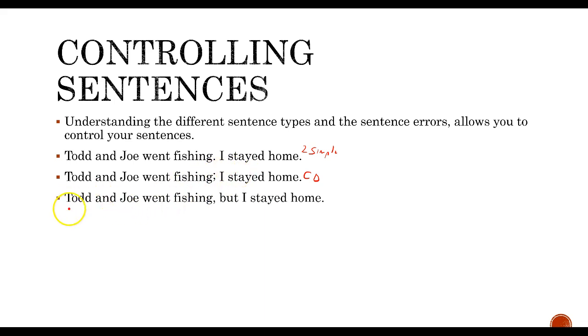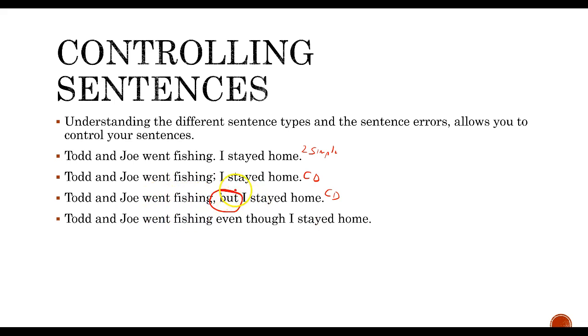Or we could use the comma and the conjunction. Todd and Joe went fishing, comma, but I stayed home. So this is also a compound sentence, but it gives it a little bit more direction when we use the coordinating conjunction, but. It tells us about the relationship between the two ideas. Todd and Joe went fishing, comma, but I stayed home.